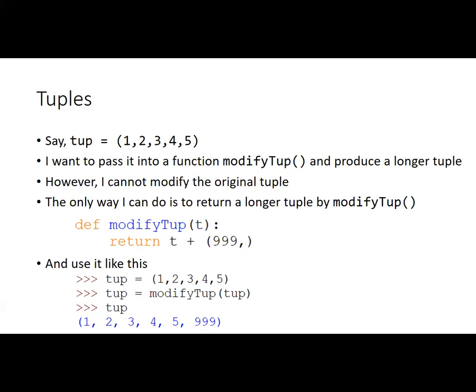What you do here is the modified tuple function will get your original tuple and produce a new tuple. And when this function returns, this world has 2 tuples. One is the original 1, 2, 3, 4, 5. One is the returned value of this, which is 1, 2, 3, 4, 5, 9, 9, 9. And this assignment here will replace the 1, 2, 3, 4, 5 with 1, 2, 3, 4, 5, 9, 9, 9. Gone. Yeah, the old one will be gone.